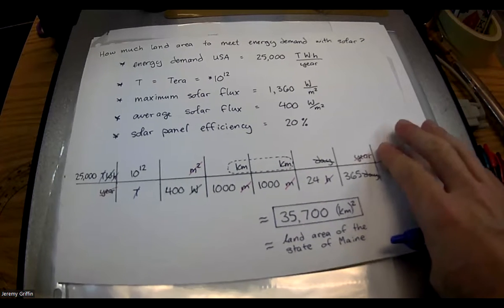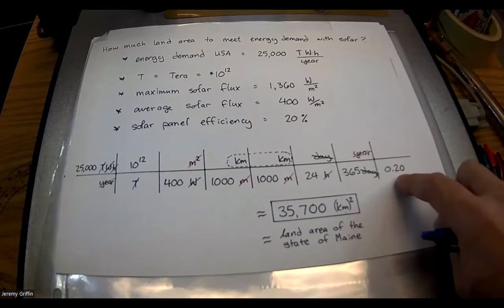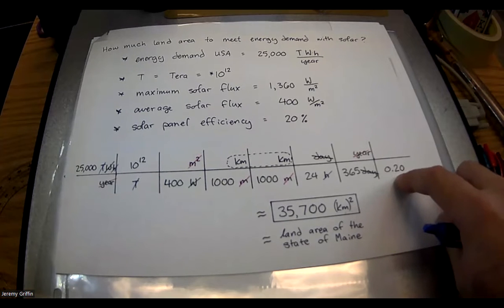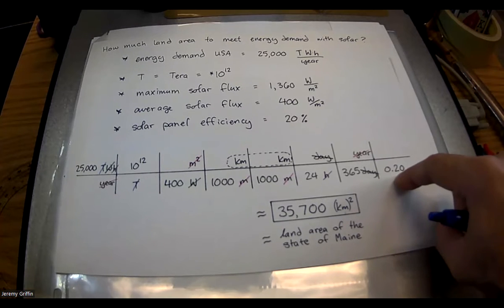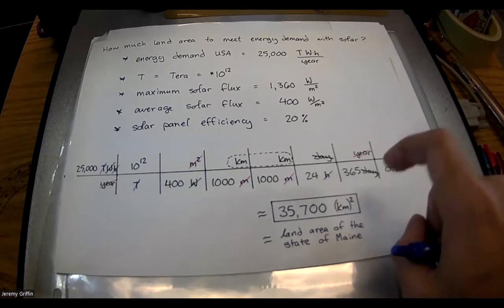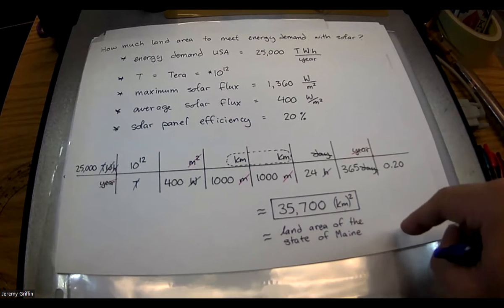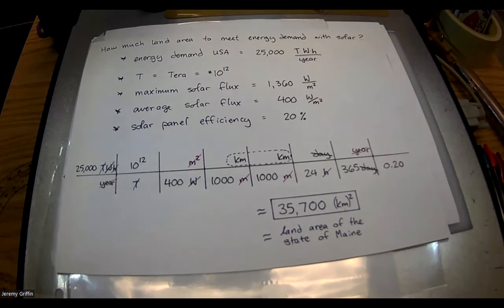So how do you do that? Well, you have to divide by 0.2. Won't that blow up your number even bigger? Right? Divide by 0.2, same thing as multiply by 5. There you go. Okay. So it comes out to this number, which is approximately the land area of Maine. There you go.